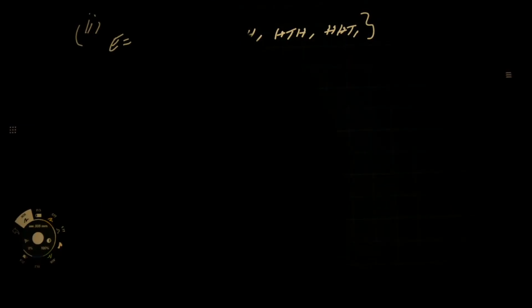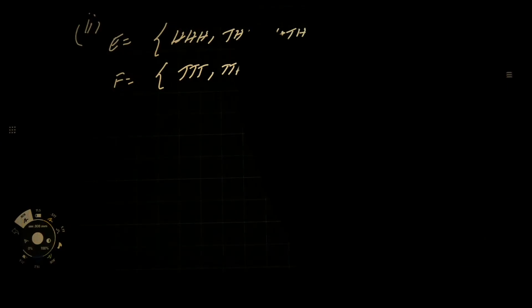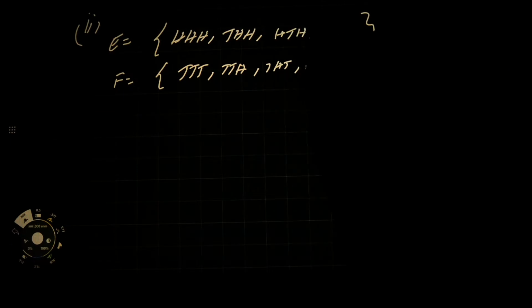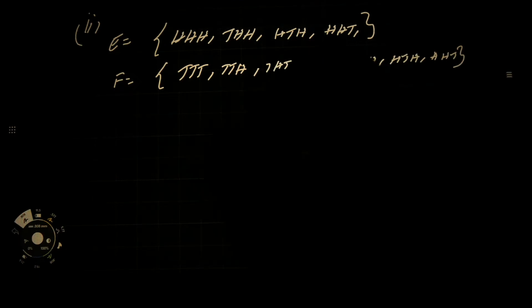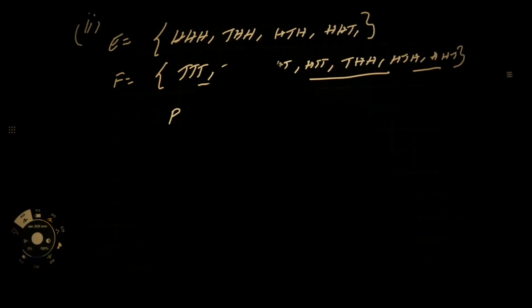In the second condition, what is given? At most 2 heads. So let's say all tails, 2 tails and 1 head: tail, head, tail, head, tail, tail. Then we have at most 2 heads, that is 1 tail and 2 heads: head, head, tail, head, and head, head, tail. Okay, so how many outputs are there? 3, 4, 5, 6, 7. So probability of getting F is 7 out of 8.